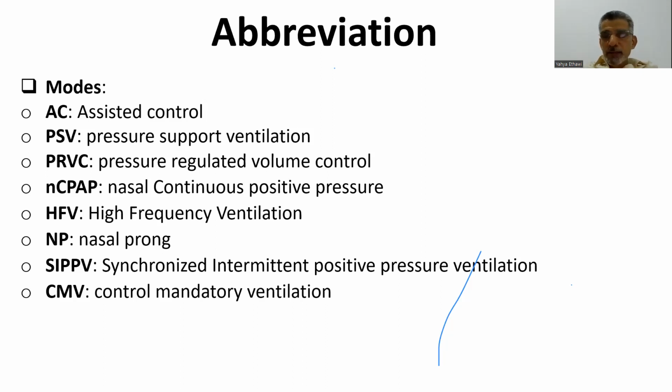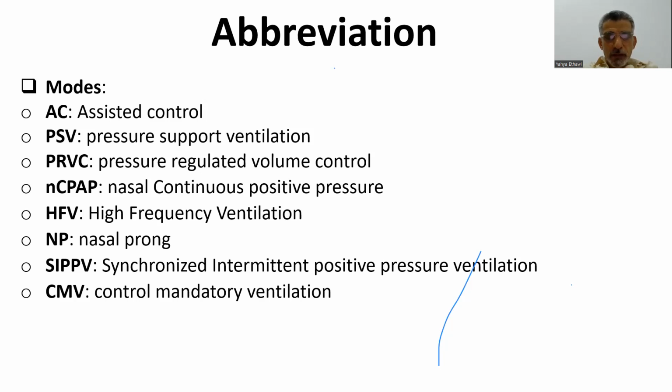So there are some modes called assisted control. Okay? Assisted means assisted breath. Control means the mandatory breath. So in this mode, we only give control and assisted, called AC. So if the baby is on assisted control, the abbreviation is AC. There are other modes called PSV, pressure support ventilation. We'll learn it with time. There is PRVC, or pressure regulated volume control. There is something called nasal CPAP. CPAP is continuous positive airway pressure, and we will learn with time. There are other modes of ventilation.